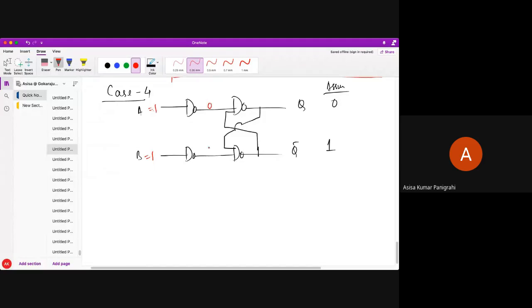So if A equal to 1, it will be 0. If B equal to 1, it will be 0. Now you can see Q bar is fed back to here. So this will be 1, 0 and 1. What I got here? 0 and 1 gives 1. Now this 1 will feed back here, 0 and 1, I got 1.